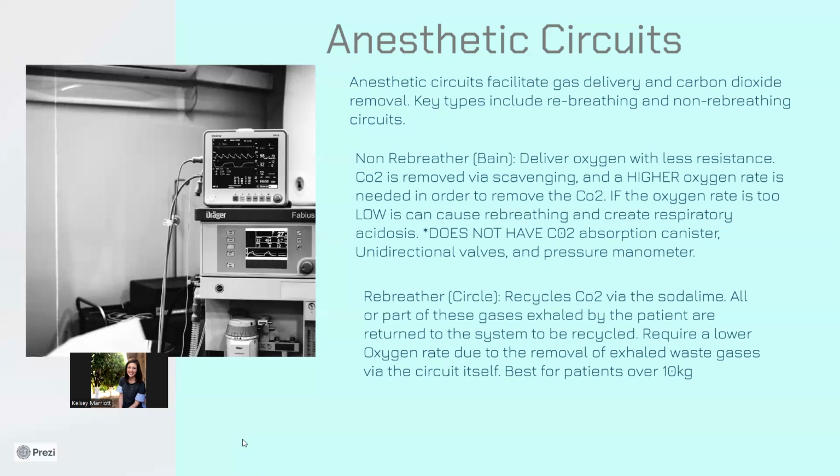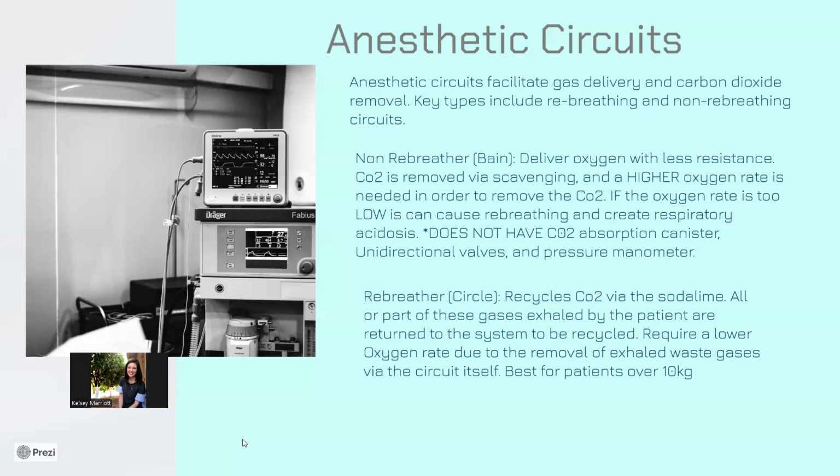Our non-rebreather is also known as a Bain circuit. This circuit delivers oxygen with less resistance, and the CO2 is removed through the scavenging system. Our patients often have to have a higher oxygen rate in order to remove that CO2. Oftentimes we'll see our patients getting colder a lot easier, and that's not uncommon on a non-rebreather. We also want to ensure our patient is at the appropriate oxygen rate, because if it's too low, we can cause them to rebreathe, and that will cause respiratory acidosis, which is not ideal.